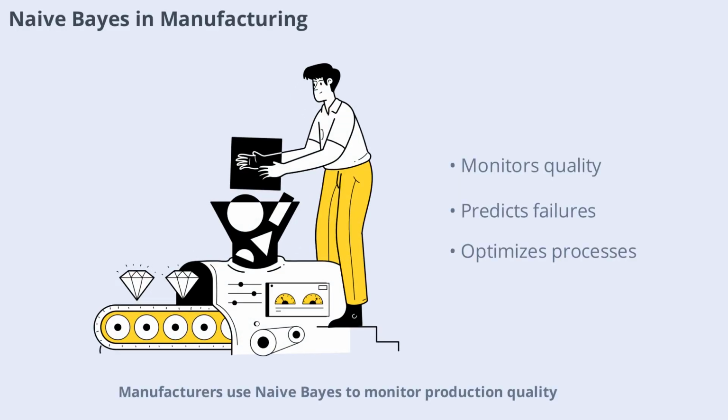Manufacturers use Naive Bayes to monitor production quality, predict equipment failures, and optimize processes. The algorithm analyzes sensor data and production logs to improve efficiency and reduce downtime.